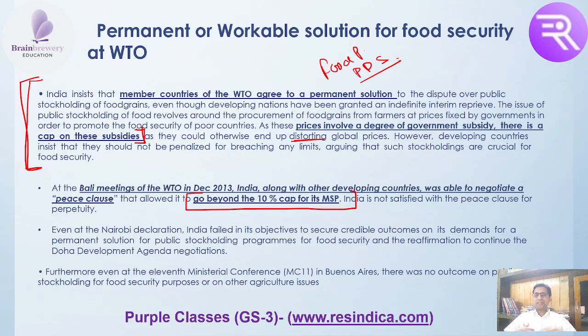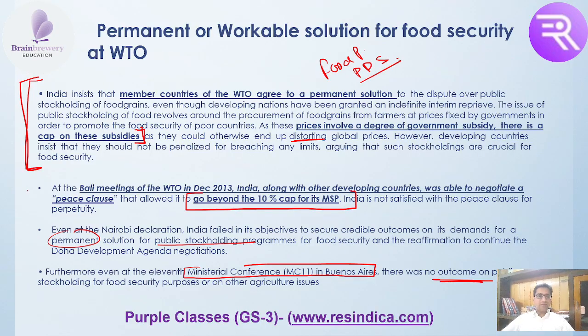That means they are saying, okay, you take 4 years more, then you take 4 years more, but still no permanent solution has come. Even in the Nairobi declaration, India failed to find a permanent solution for public stock holding for PDS and the food security program. Even at the ministerial conference in Buenos Aires, Argentina, there was no outcome on public stock holding.